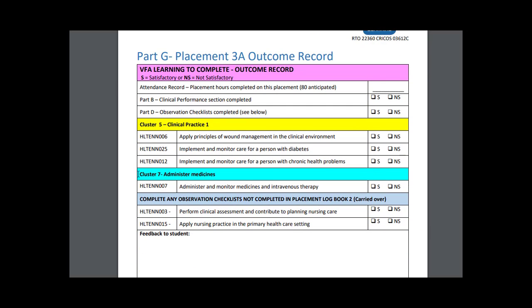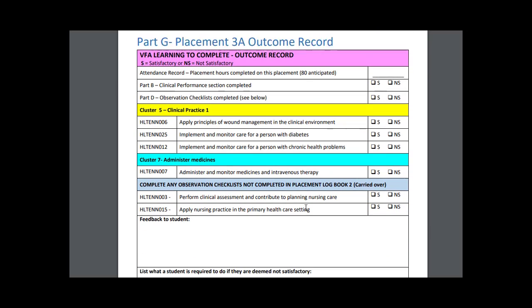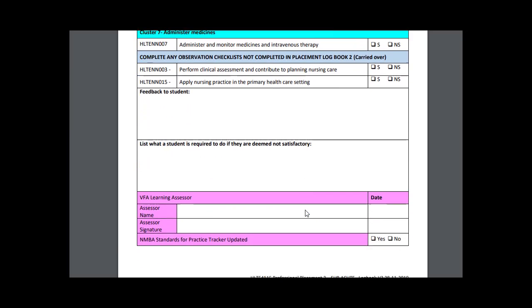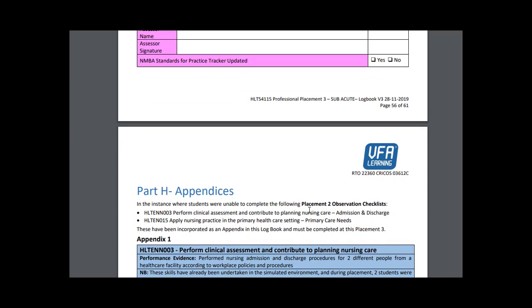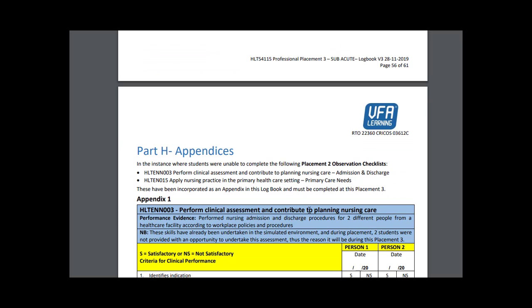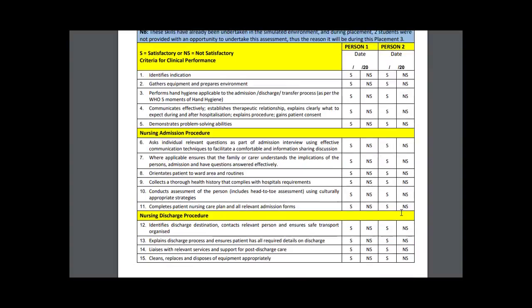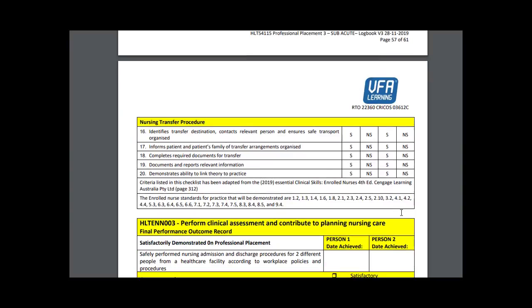Down here is where VFA Learning will just go through and assess your competence against all the units contained within that particular cluster. These appendices are for any students that didn't complete the admission and discharge checklist on placement 2 or the primary care health checklist on placement 2. So hopefully you won't require this section.